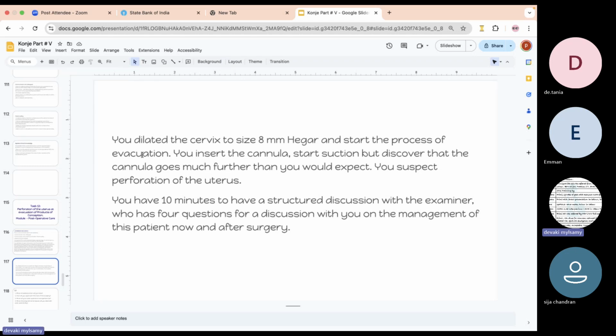Okay. So now you have suspected the perforation and you decided to discontinue and call colleagues. So what will be your further approach? As this is a suspected perforation, first of all, I would like to perform a laparoscopy, because we need to check whether there is any intra-abdominal visceral injury like bowel, bladder, or any blood vessel injury, with the involvement of the consultant.